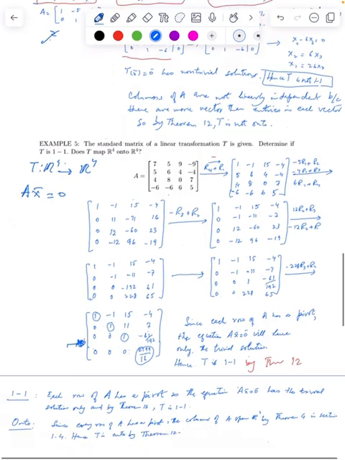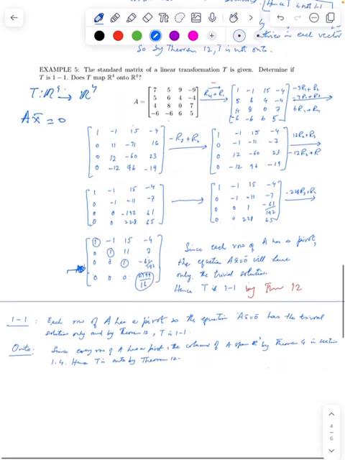Which means that the transformation T is 1 to 1 by theorem 12. What about onto? Since every row of A has a pivot, the columns of A span R4 by theorem 4 of section 1.4. Therefore, T is onto, and T spans R4.